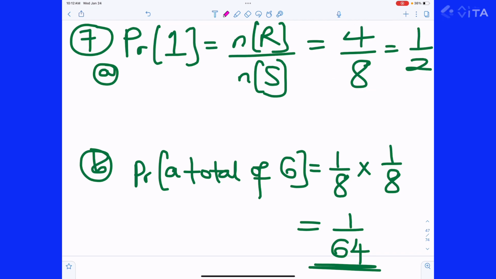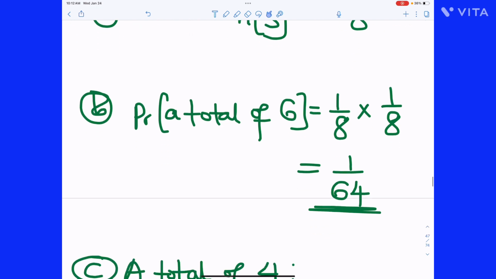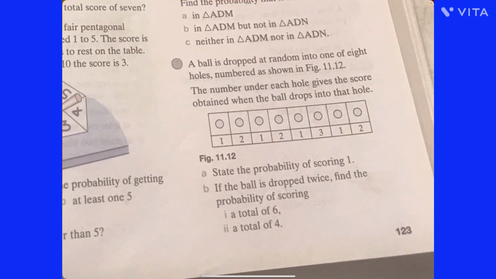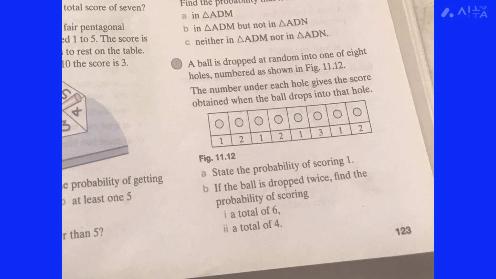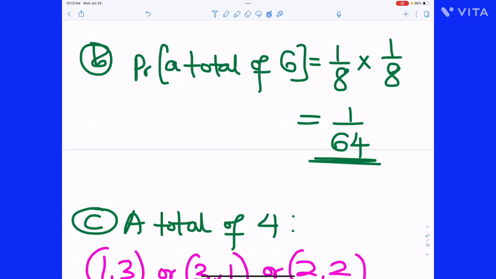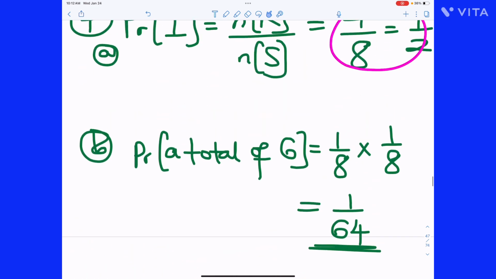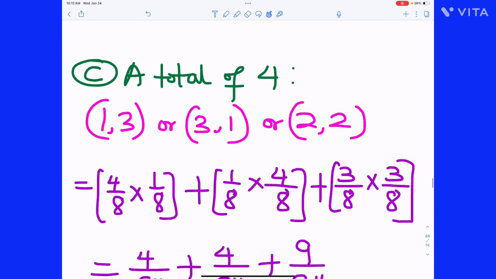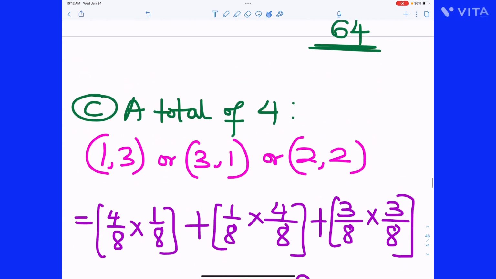Exactly. Probability of scoring a total of 6. If the ball is dropped twice, find the probability of scoring a total of 6, then a total of 4. If the ball is dropped twice, what's the probability of scoring a total of 6? I think we are going to need a table for that too.